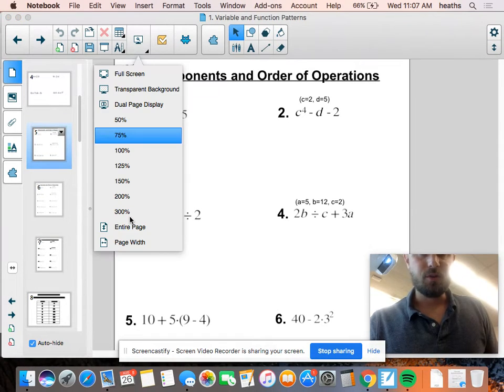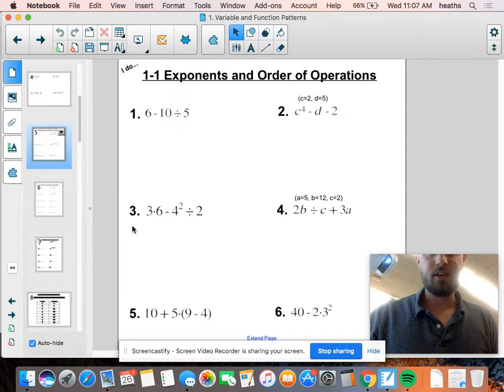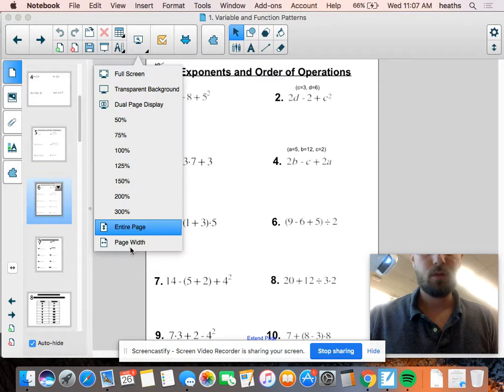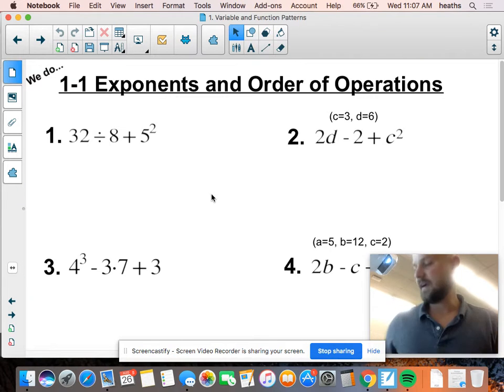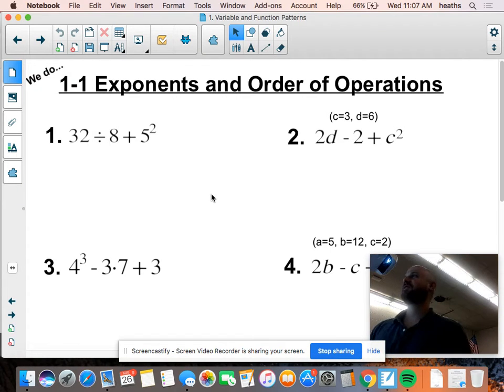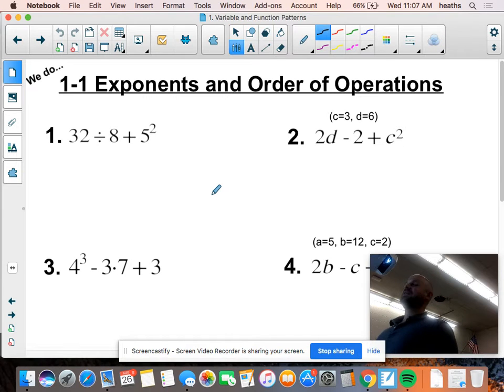We are going to go over your 1-1 worksheet, the We Do portion, and I'm going to jump right into it once I get on the right page. There we go. Okay, so your very first question here, 32 divided by 8 plus 5 squared.